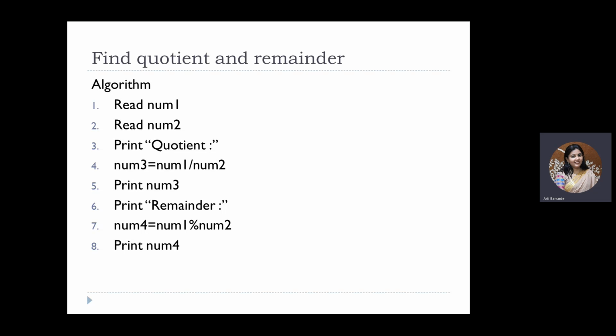When we divide two numbers, whatever you get at the top when you are dividing it by hand, that is the quotient. So it is very simple, num1 divided by num2. Now say for example I am dividing 5 by 2. So my quotient will be 2 and my remainder will be 1.